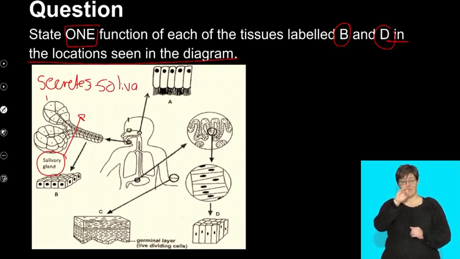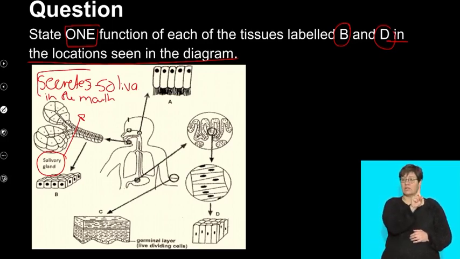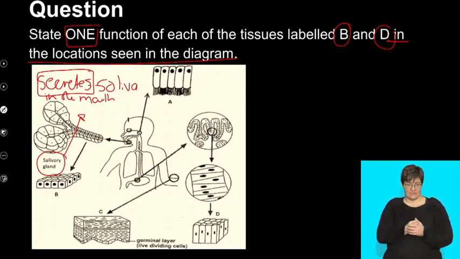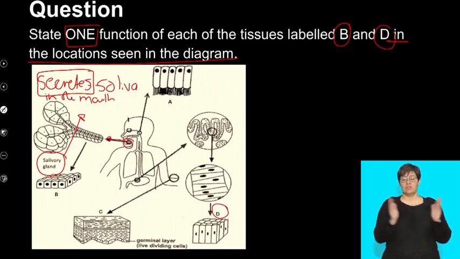Saliva in the mouth. Now, what do we see? Say what the word is? Secretes, because that is what cuboidal tissue does. It is found in glands, and glands secrete. And they said to you, you must use the location in the diagram, and there it said to you that it's found in the mouth. Number D is in the small intestine. So actually here it's in the stomach.